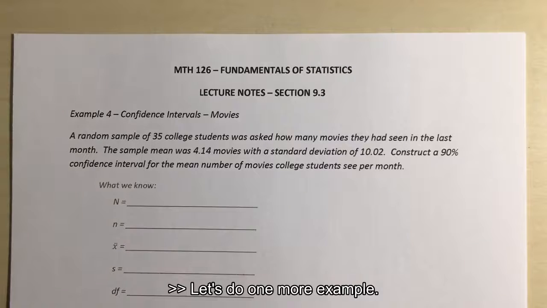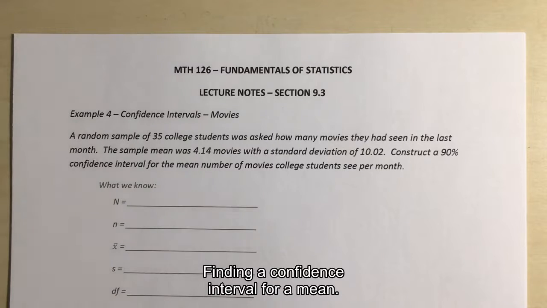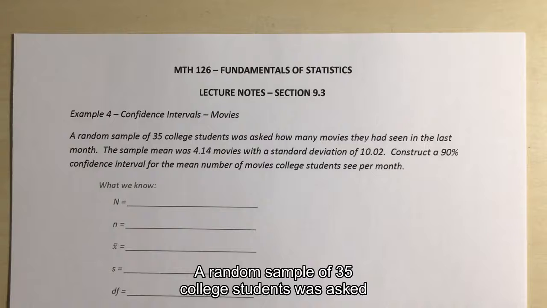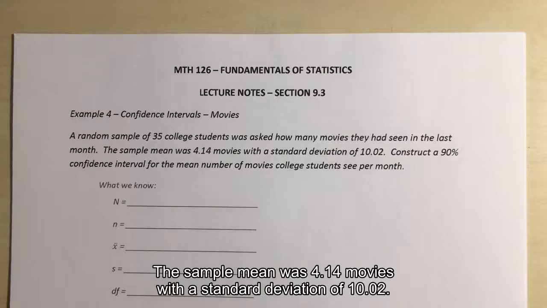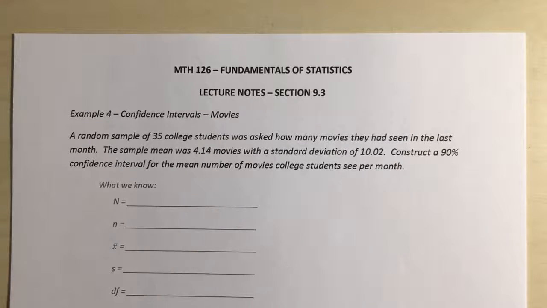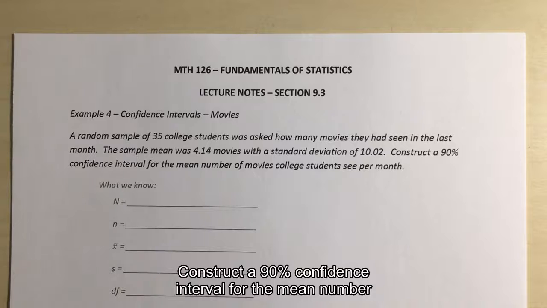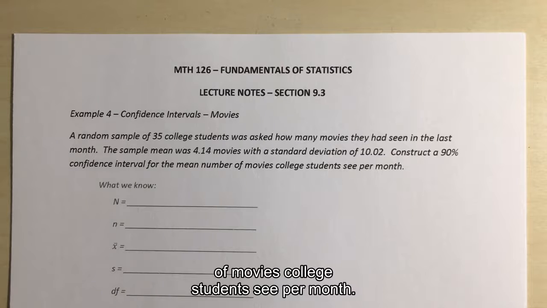All right, so let's do one more example, finding a confidence interval for a mean. A random sample of 35 college students was asked how many movies they had seen in the last month. The sample mean was 4.14 movies with a standard deviation of 10.02. Construct a 90% confidence interval for the mean number of movies college students see per month.